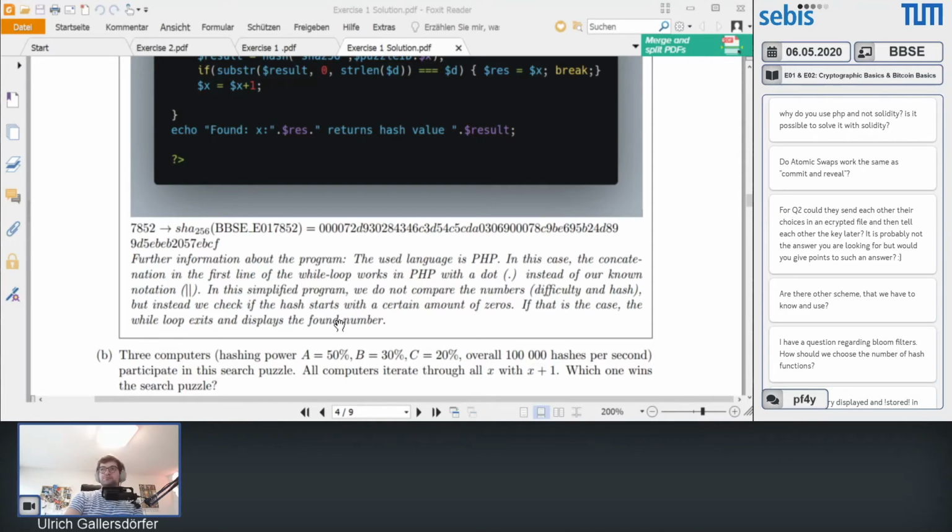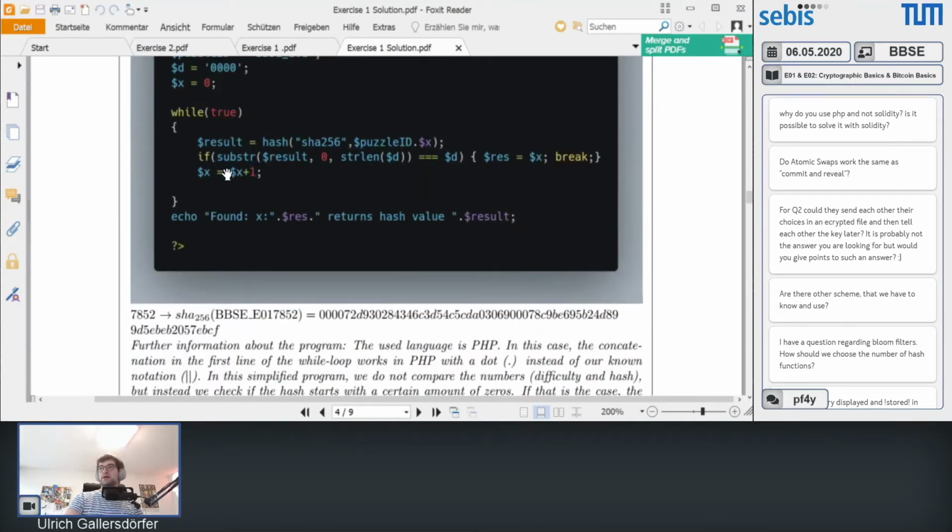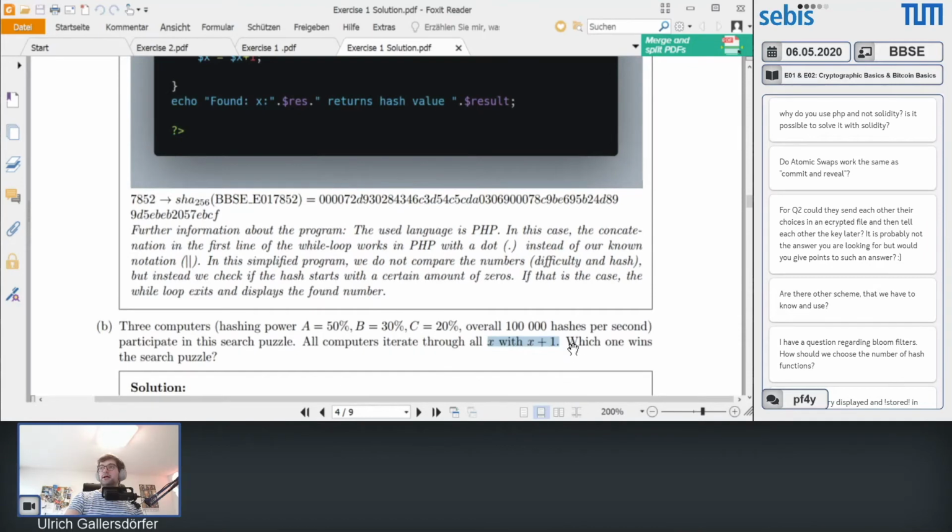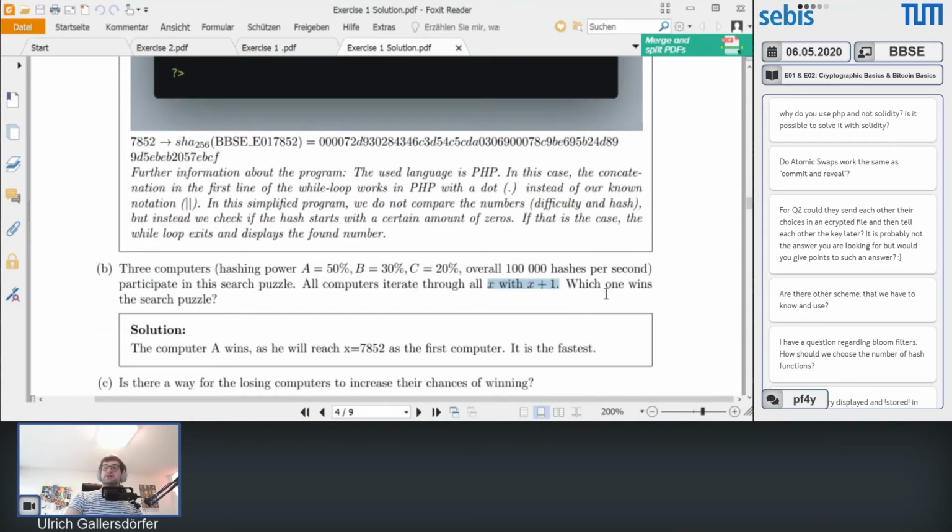So 3 computers, hashing power 50%, 30%, 20%, overall 100,000 hashes per second, participate in the search puzzle. All computers iterate through all the x with x plus 1, so like we do here. Which one wins the search puzzle? So obviously computer A wins, as he will reach the solution we calculated beforehand as the third computer. It is the fastest one, so that's for sure the point here.